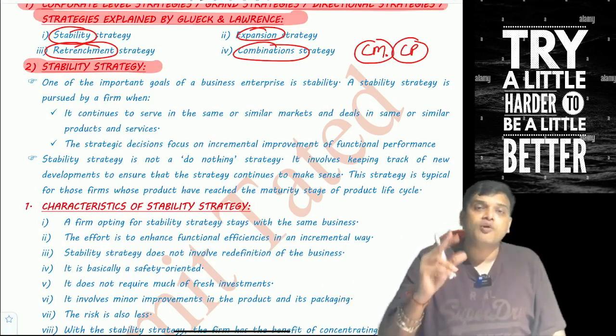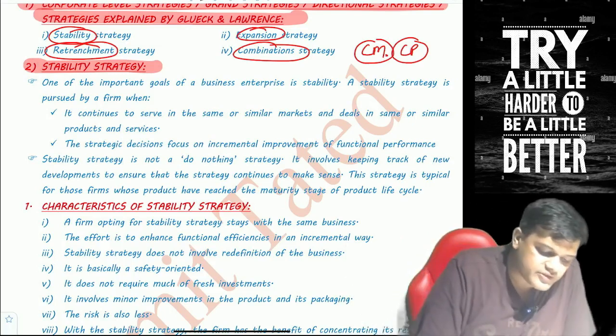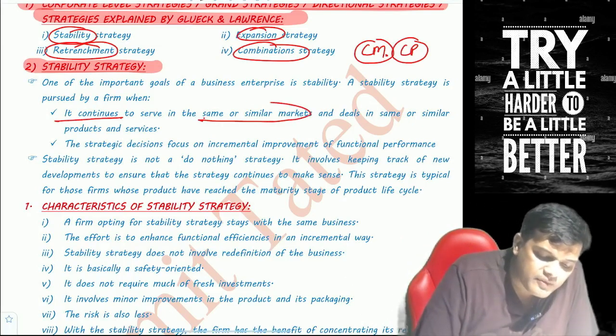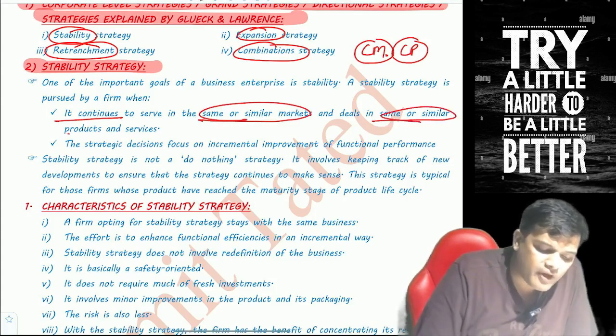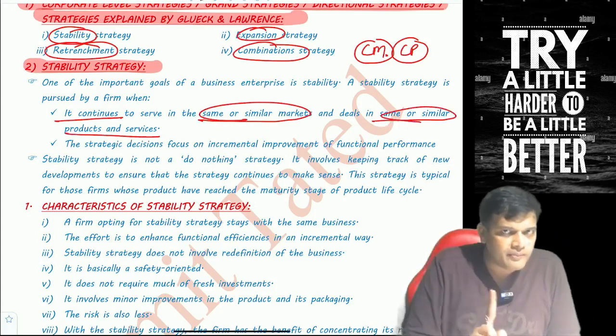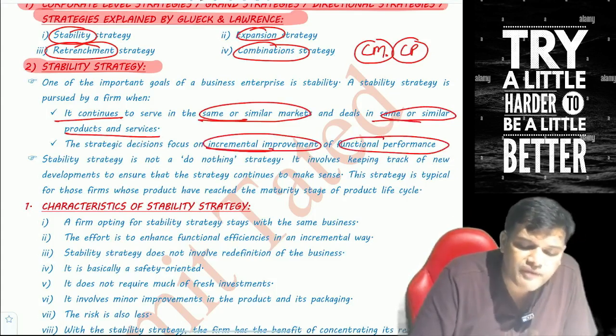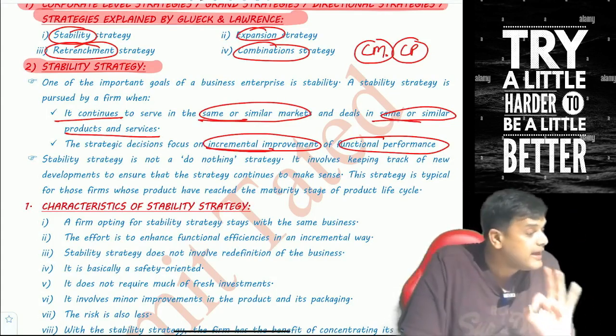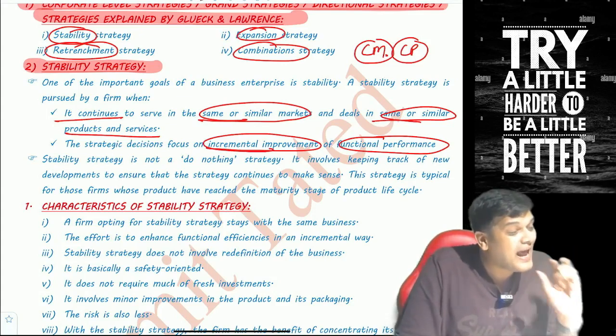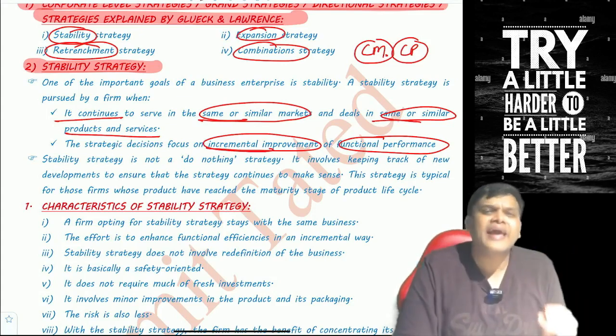So stability strategy focuses on two things. What are the two things? First, it continues to serve in the same or similar markets and deal with the same or similar products and services. The first point, current market and current product. Second, the strategic decision focuses on incremental improvement of functional performance. यानी यहाँ पर growth नहीं है. मैं वापस बोलूँ, growth मतलब dramatic growth नहीं है, dynamic growth नहीं है, incremental growth है.